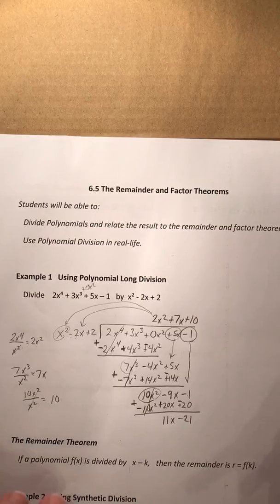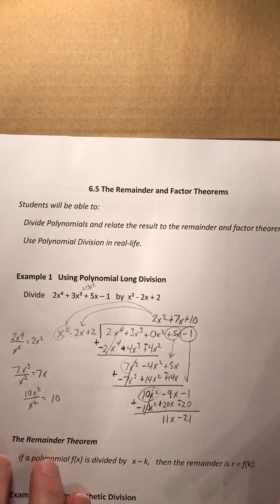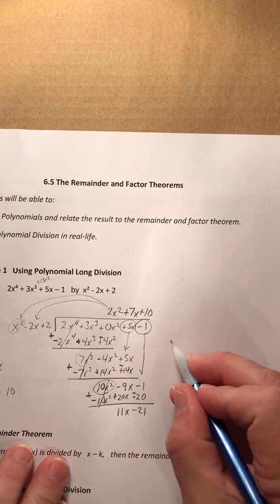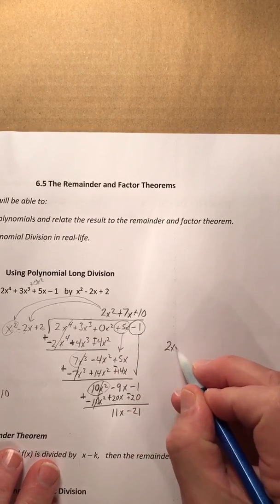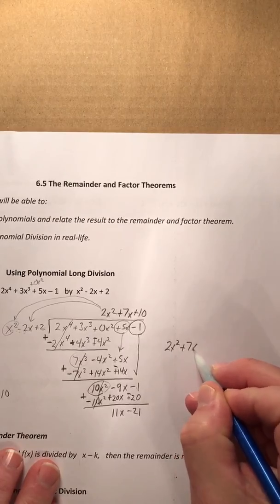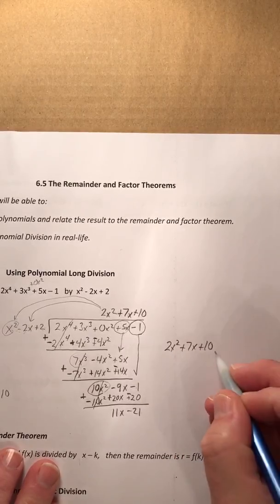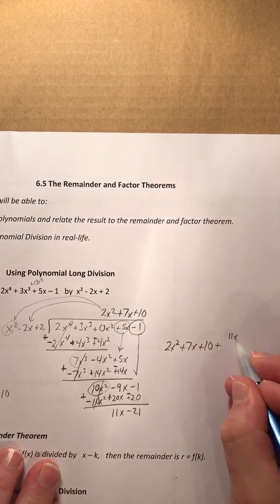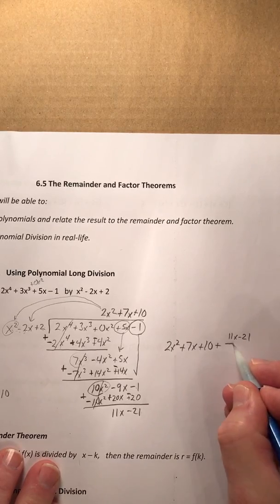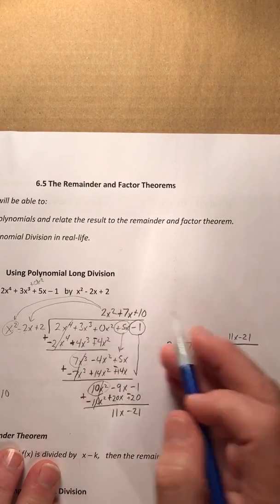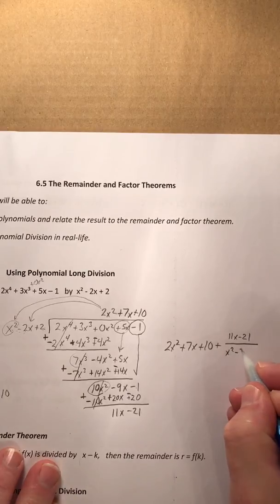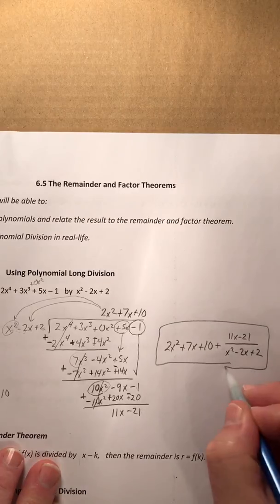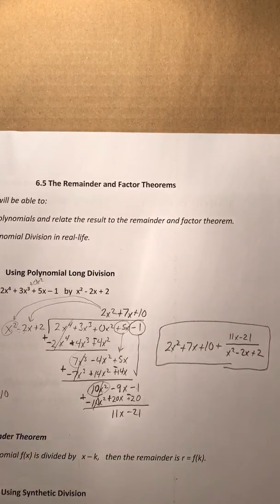Now you just got to write your answer. All right, so our answer is going to look like this. We take what we have up top, our 2x squared plus 7x plus 10. And then we do plus, and then we take our remainder, 11x minus 21, over what we were dividing by. So our x squared minus 2x plus 2. And that is actually your answer that you get when you divide those out.